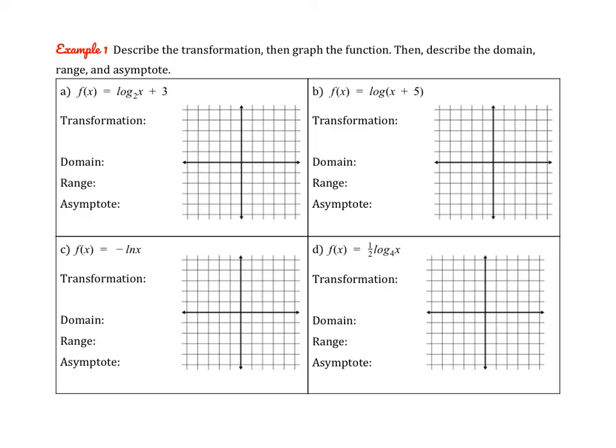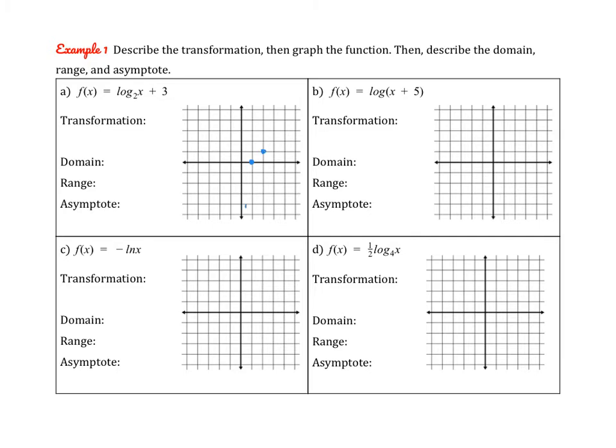All right, let's give a couple of these a try. So here we're going to describe the transformation and then graph it, and then we're going to describe the domain, range, and the asymptote. So for these, it might be nice to start by graphing the parent function. We can do this really quickly with two really easy points. We know that our parent function, which would just be log base 2 of x, goes through, and I'll do it dotted, the point 1, 0. Remember, it always goes through 1, 0, and then it goes through whatever our base is, so 2, 1.